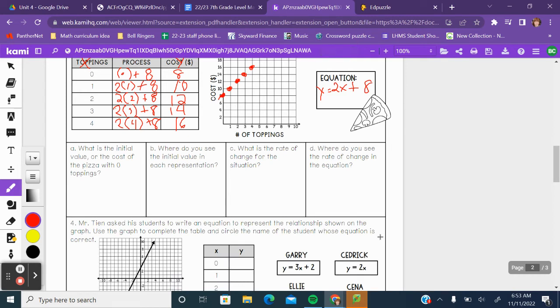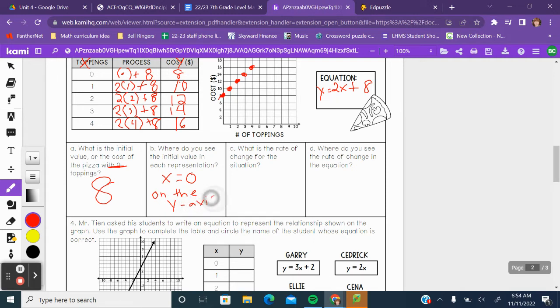What is the initial value? That's when x is 0. It's $8. Where do you see the initial value when you look at the table? Where do we see it? We see it when x equals 0. That's the initial value when x equals 0. That's in the table. And then on the graph, we see it on the y-axis.